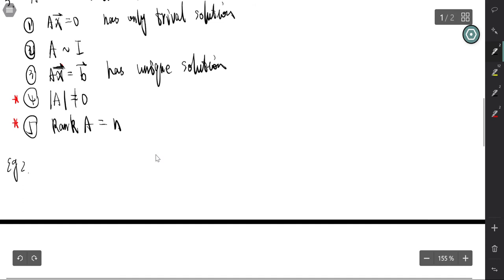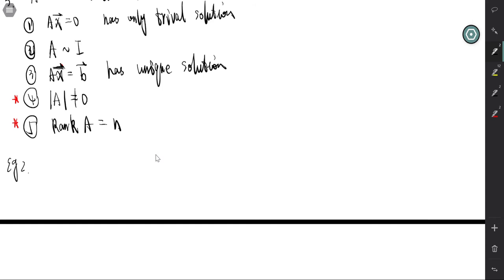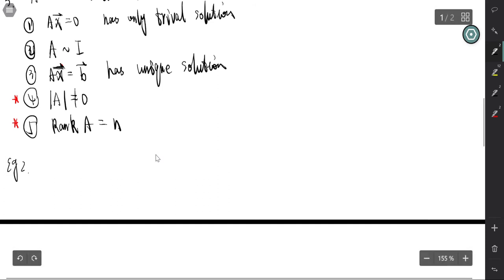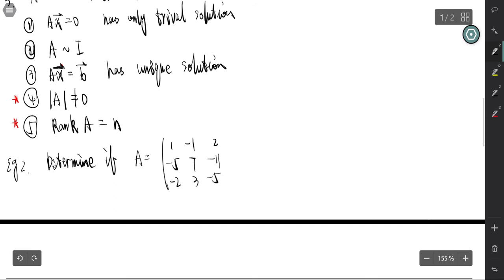Let's see an example. Determine if A equals, maybe, 1, negative 1, 2, negative 5, 7, negative 11, and negative 2, 3, negative 5, is invertible or not.